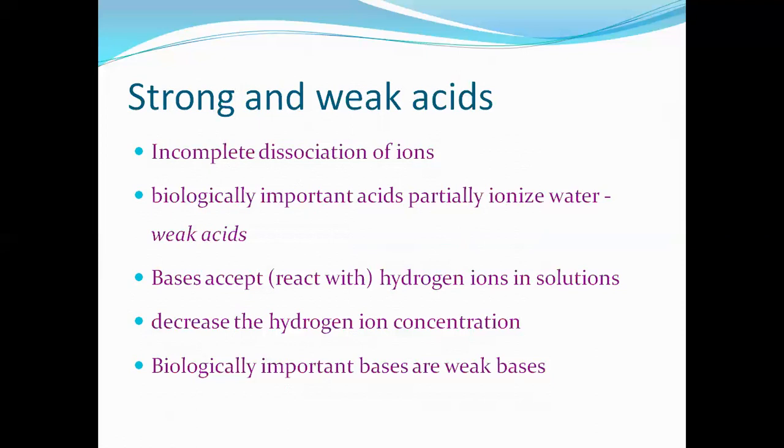The strong acids and strong bases are actually present only in laboratories, not in biological systems. So within living cells, we cannot find anything extremely like strong acids except our stomach acid. Stomach acid is almost nearing pH 1. So except that, we cannot find any strong acid. And even the stomach acid, we don't classify as a strong acid. And almost all biologically important acids and bases are weak acids and weak bases only.